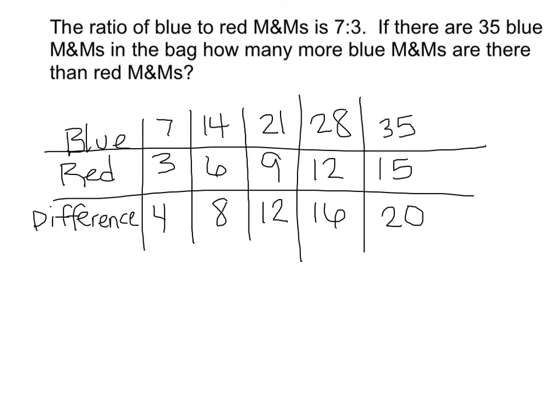And I can stop here because this is the information I need. If there are 35 blue M&Ms in the bag, how many more blue are there than red? Well, here's 35 blue. That means I would have 15 red. And I could just do those two and subtract at the end, but I like to add that last row because I like to make it easy. And the answer's right there for me. The difference is 20, so there's 20 more blue M&Ms than red.